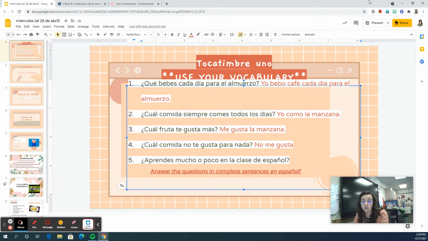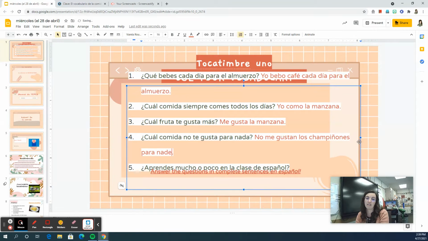But because I'm saying los champiñones, I need to make gustar plural. And if you remember from our lesson way back in January or December, to make gustar plural, I add an N. So no me gustan los champiñones. I don't like mushrooms. And if, again, I want to give a little bit more information, I can say para nada, which means at all. I don't like them at all.